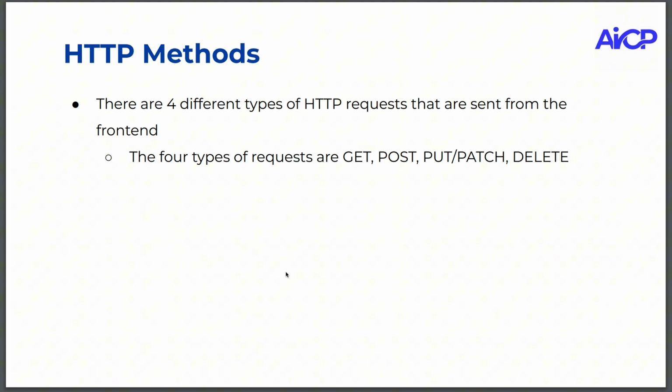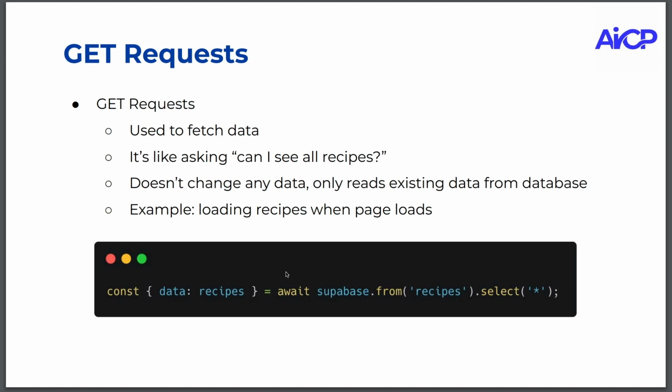But just to show you what this looks like, there are 4 different types of HTTP requests that are sent from the front end to the back end. The 4 types of requests are get, post, put or patch, and delete. So moving on here, get requests are used to fetch data. It's like asking, can I see all recipes? Get requests don't change any data. It only reads existing data from the database.